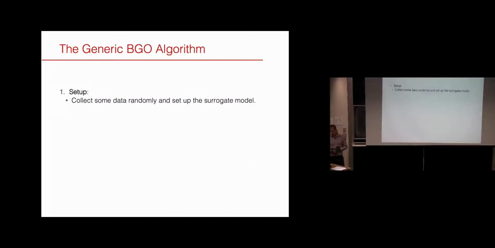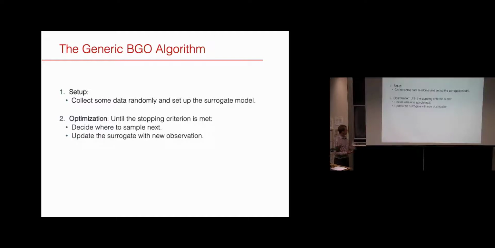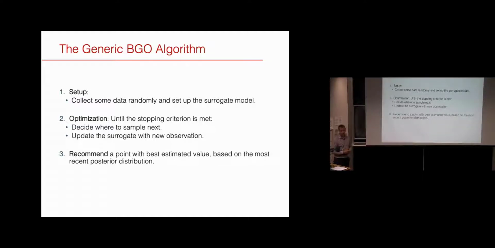Let me summarize the generic BO algorithm, the generic Bayesian optimization algorithm. We start off by taking some random data. We fit our surrogate model, our probabilistic model. Then we go into the optimization phase until the stopping criterion is met, which usually means until we have no more samples left. We decide where to sample next. We update the surrogate with the new observation, and we iterate until we run out of samples. In the end, we recommend the point with the best estimated value, and we use the most recent posterior distribution, the most recent surrogate model, for that.